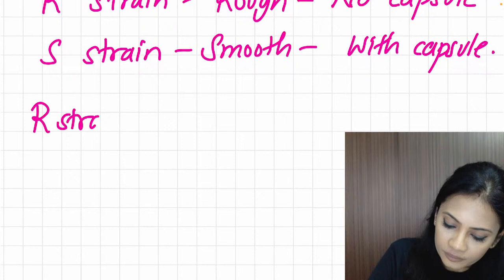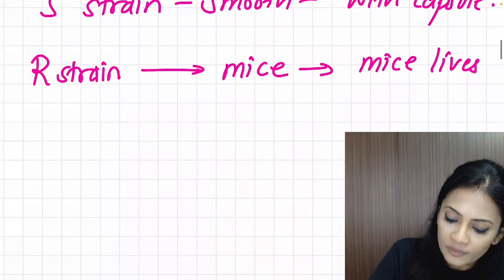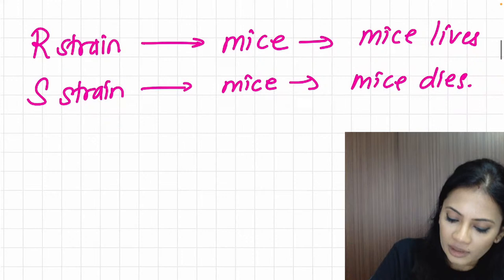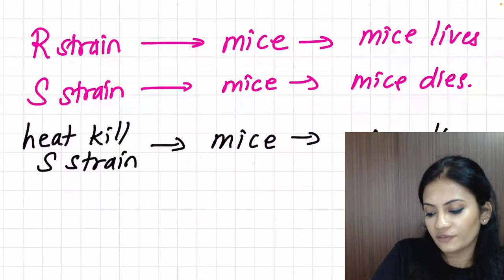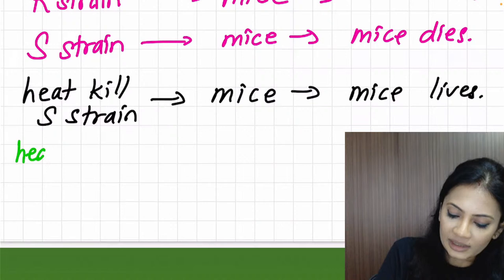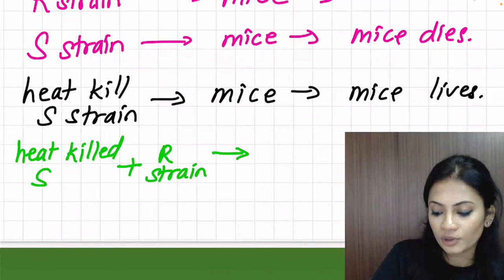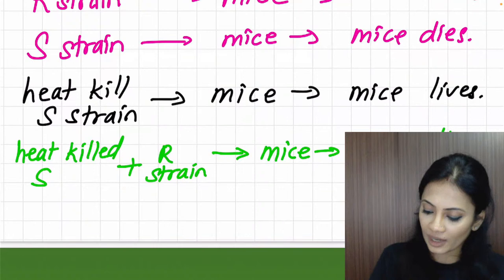So, R strain put in mice. What happens? Mice lives. Okay. S strain in mice. Mice dies. Then what did they do? Heat. What is next? Heat kill S strain. What do we have? Put it in mice. What happens? Mice lives. Yes or no? Then heat killed S plus R strain. What happens? Put it in mice. What happens? Mice dies. Okay? What can you conclude out of this?